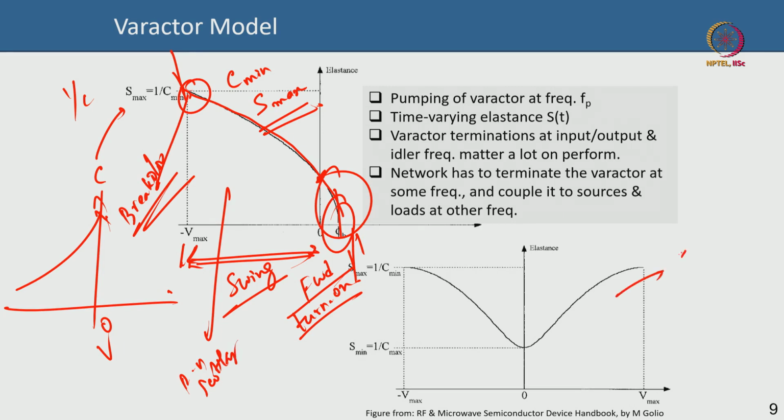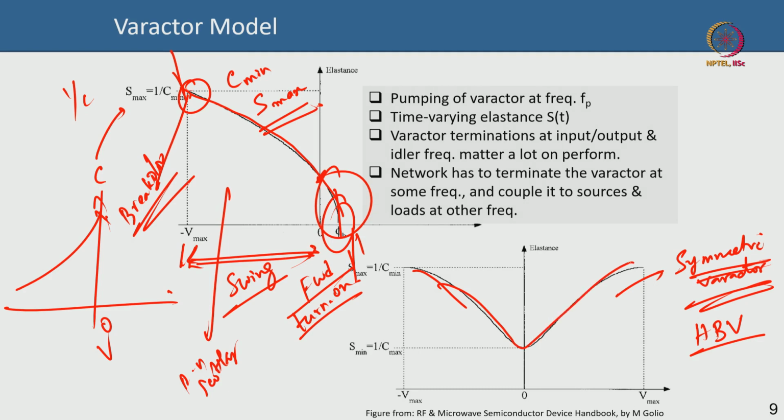This is for something called symmetric diode or symmetric varactor diode. What does symmetric varactor diode actually mean? We will come to that. It could be a heterojunction barrier diode or heterojunction barrier varactor. So, in a symmetric diode you get basically the same kind of behavior on both positive and negative side of the voltage axis. So, within a certain range you get the same behavior, and this is possible in a quantum barrier, heterojunction barrier, Schottky varactor for instance. Okay.